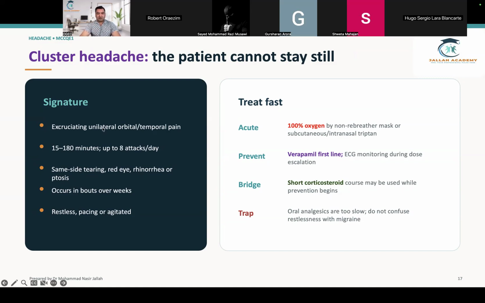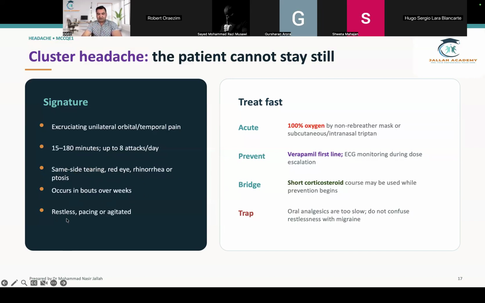So excruciating unilateral orbital temporal pain, which is very common, here and here, like a coin. But it could happen anywhere. But most likely, if they give you a scenario, it will be very specific to help you understand this is cluster headache. It could be orbital or temporal. 15 minutes up to 8 attacks per day, same side tearing, very important, same side tearing, red eye, rhinorrhea, or ptosis of the same side. It's not going to be contralateral, it is ipsilateral, same side.